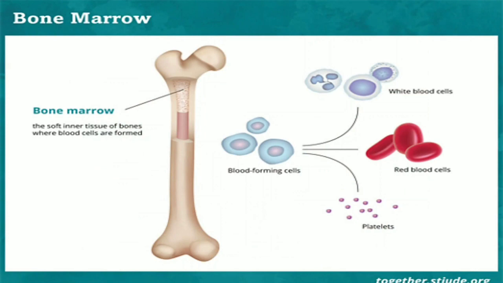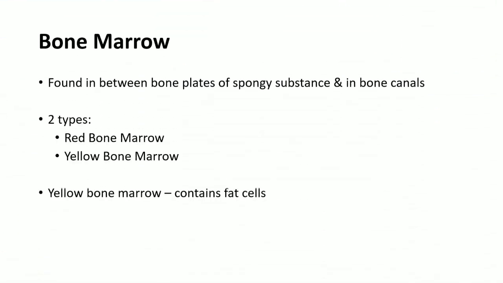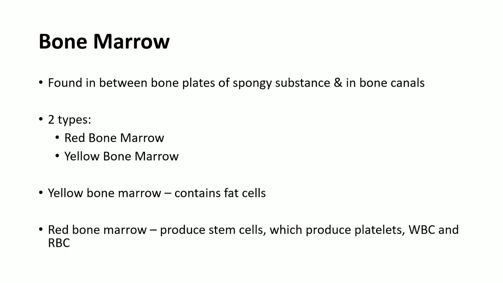So this bone marrow, as we have discussed, helps to form different kinds of blood cells like white blood cells, red blood cells, and platelets. It is found in the spongy bone, in the bone canals. There are mainly two types of bone marrow: red bone marrow and yellow bone marrow. Yellow bone marrow usually contains fat cells, whereas the red bone marrow produces the stem cells, and from these stem cells the platelets, WBCs and RBCs are formed.